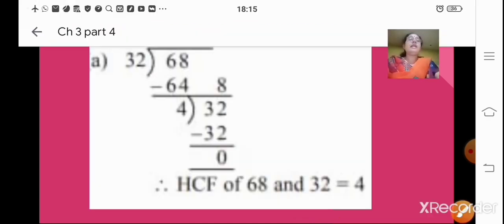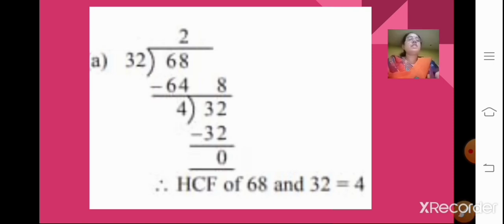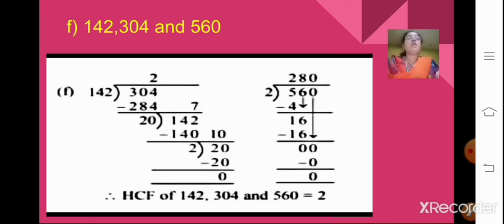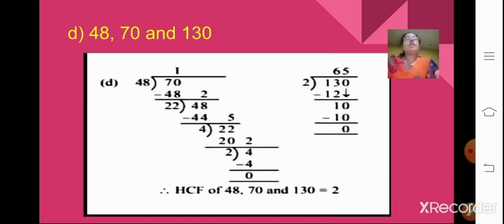Here in the next slide I have shown you the division. Just solve it and then check with this slide whether you have done it correctly. Okay. Coming to the next sum, the sum 48, 70 and 130.